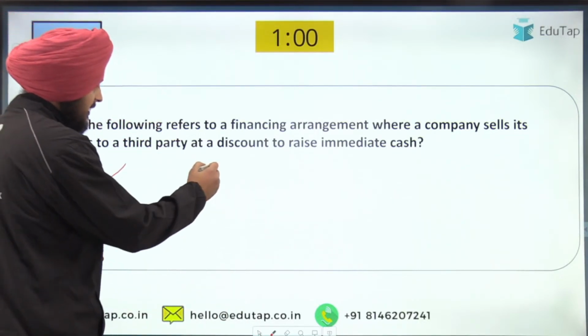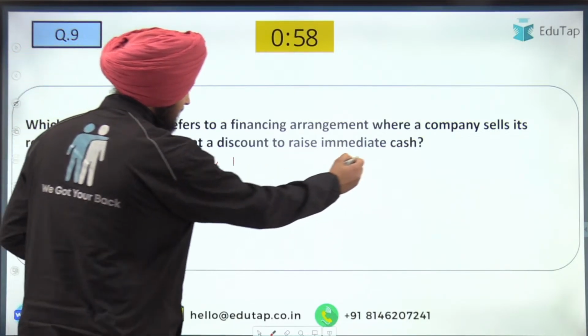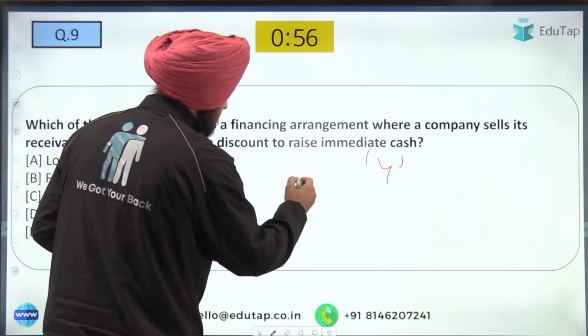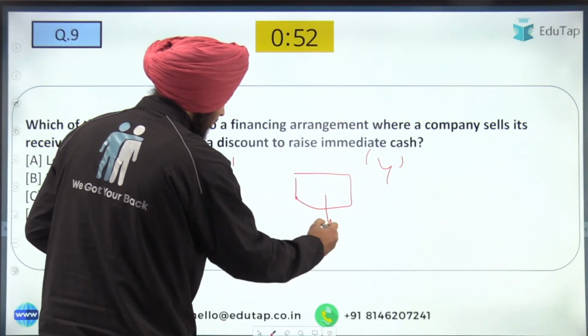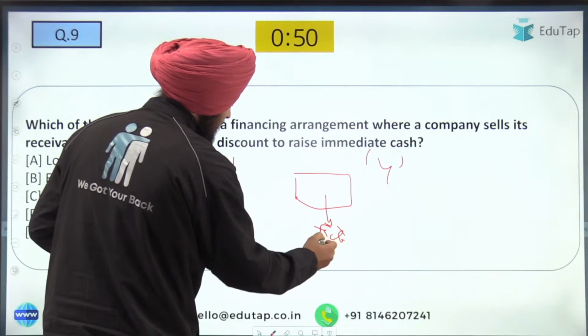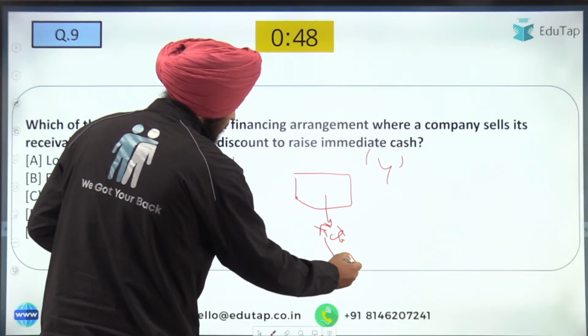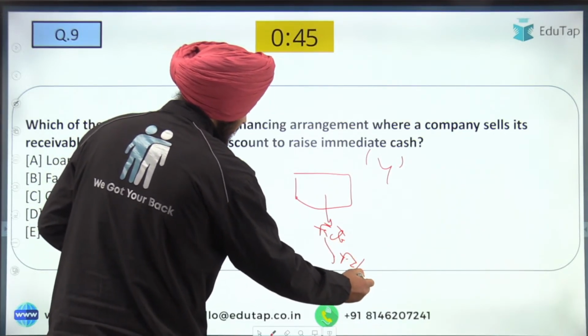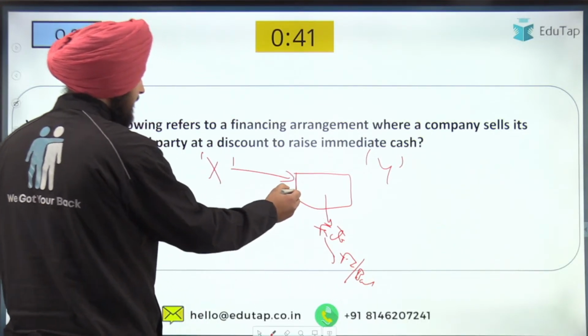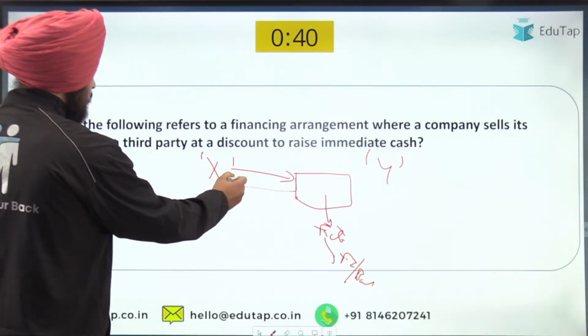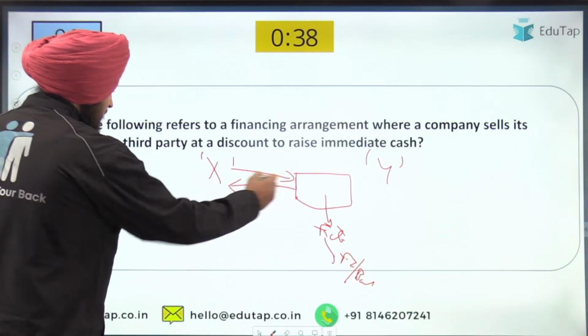For factoring, let us say this is you, person X, and this is another person, person Y, and over there, what is there? There is a third party which is known as the factor, and this third party can be any kind of financial institution, or it can be a bank also. Fine. So what this factor is going to do is buy your receivables, and on the basis of that, it is going to give you the financial arrangement that you are looking for.